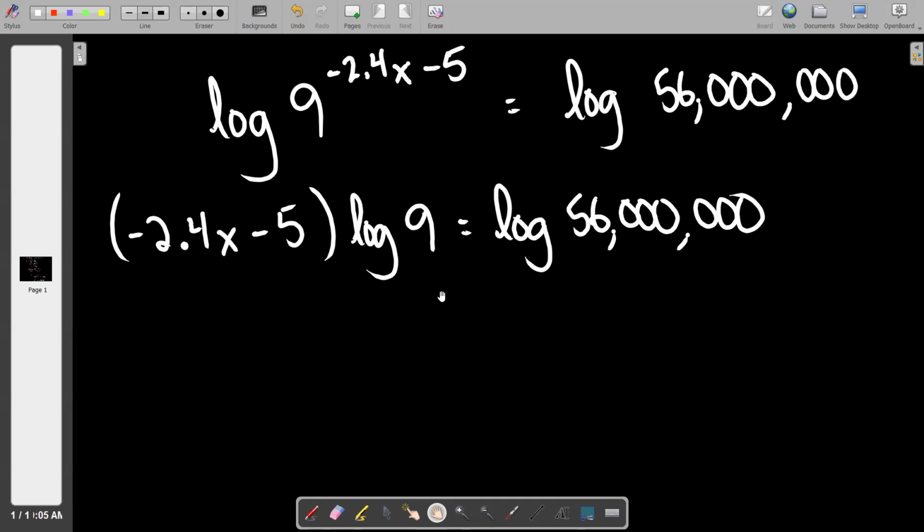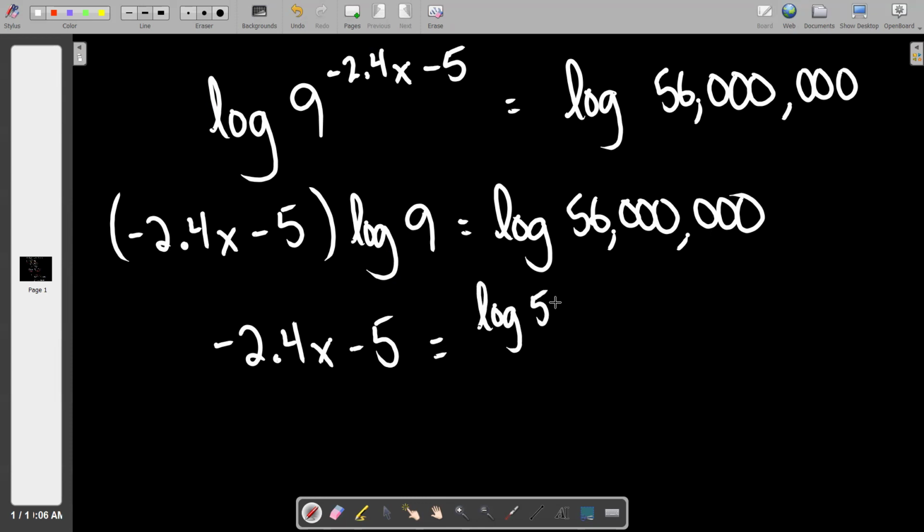The reason we divide both sides by the log of 9 is that if the log of 9 isn't there, the parentheses don't exist anymore. They only exist because that annoying guy is on the outside, like, let me in, let me in. So if I divide both sides, then everyone is now free to move about the cabin. Watch the parentheses just fall away. Negative 2.4x minus 5, free and clear, is equal to log of 56 million divided by log of 9.